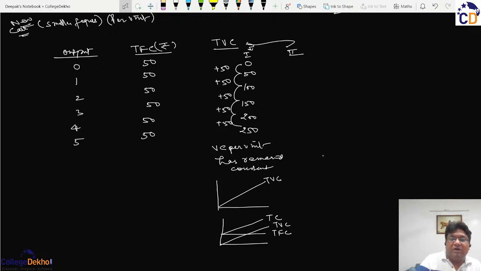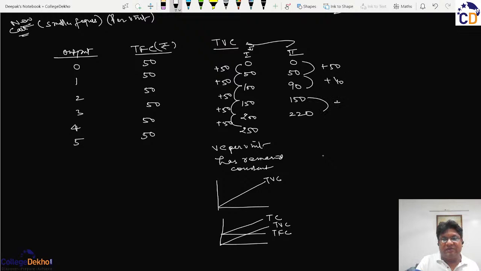But some people believe that if output is 0, then the total variable cost is 0, and if output increases by 1 unit, it has increased by 50, and if the output increases by 2, then the variable cost is 90, then it could become 150, then 220, and so on. So what is happening here is that in the beginning the increase was 50, then it became 40, and then it became 70.